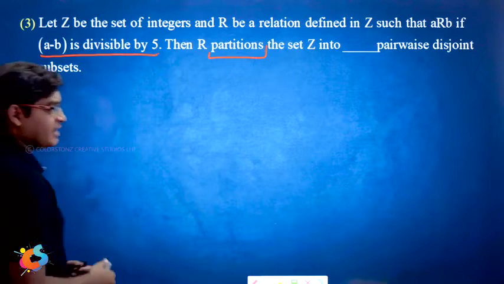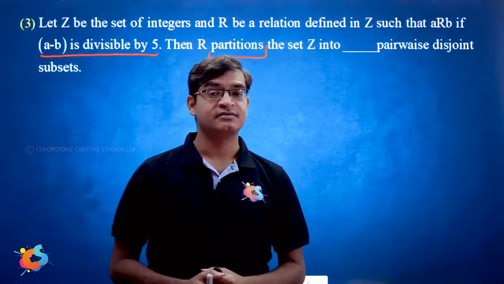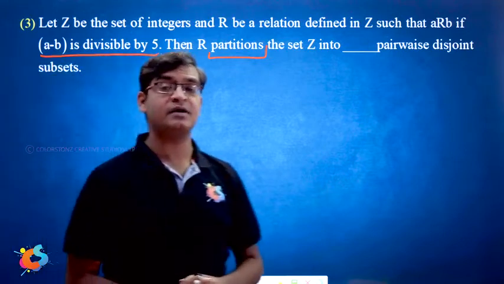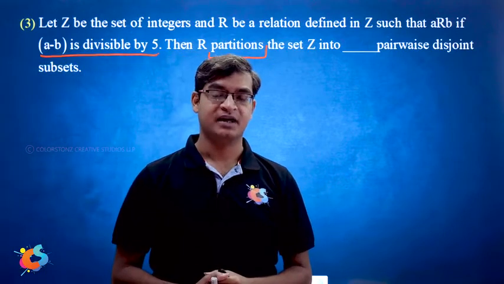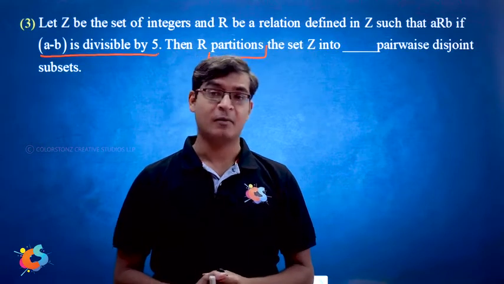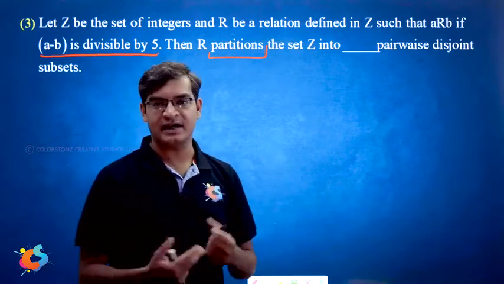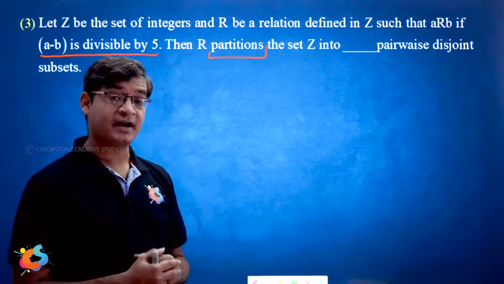We have done a similar example in equivalence classes where we took a minus b divisible by 2. Here we have 5. There the number of partitions was 2. Here the number of partitions, you can guess, will be 5. But why are we getting 5?